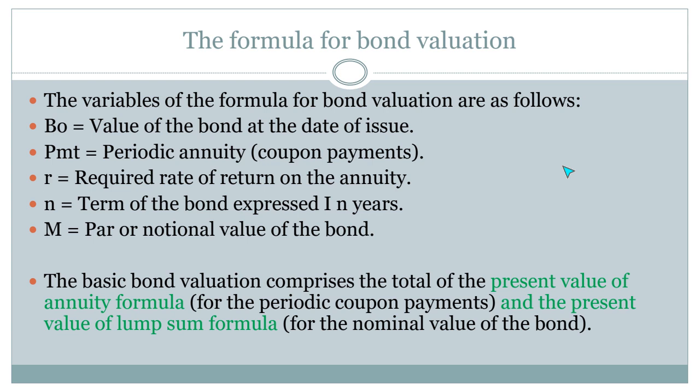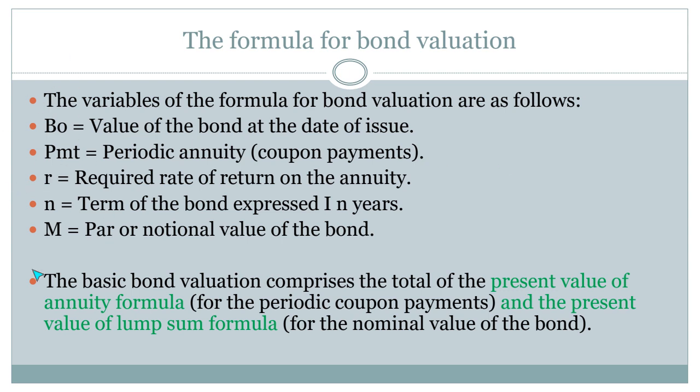Then at the end of the chapter, they have the concept of yield to maturity, which is section 4.5. With a straight bond formula, we are solving for B0, i.e. the value or price of the bond. And when we talk about yield to maturity, we are solving for the required rate of return of the bond, where the price of the bond will be given.